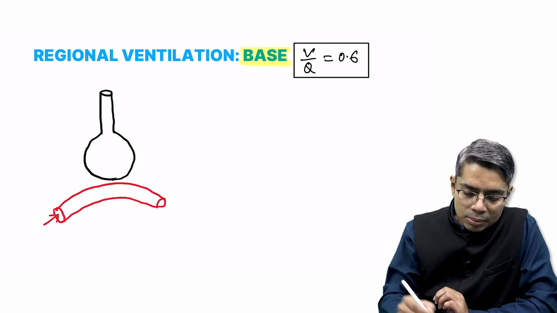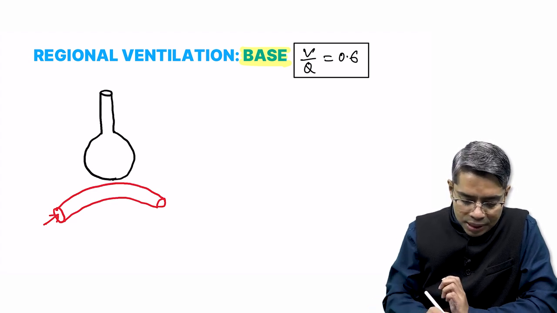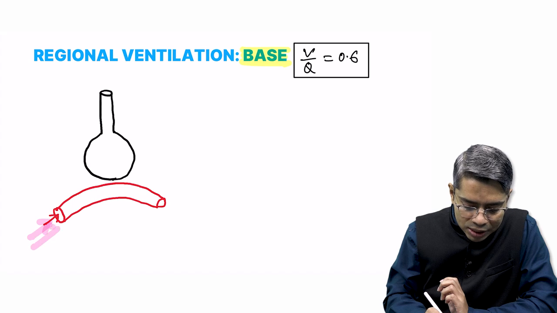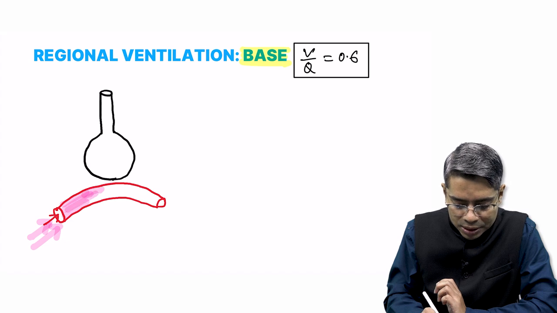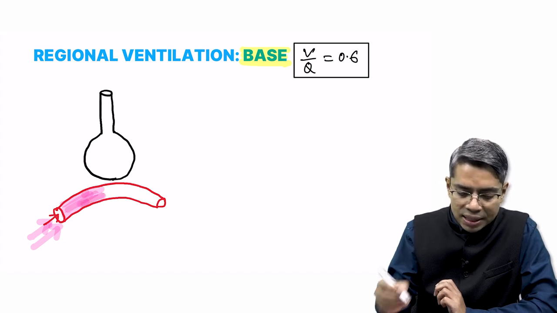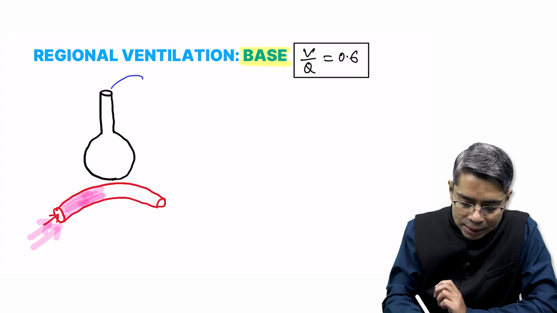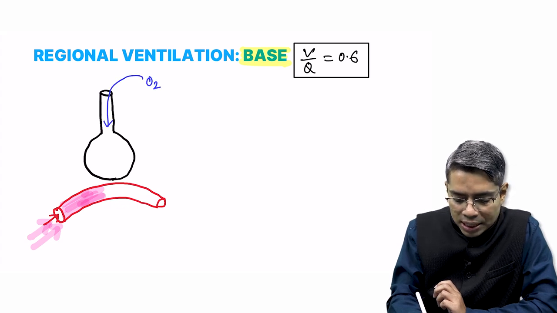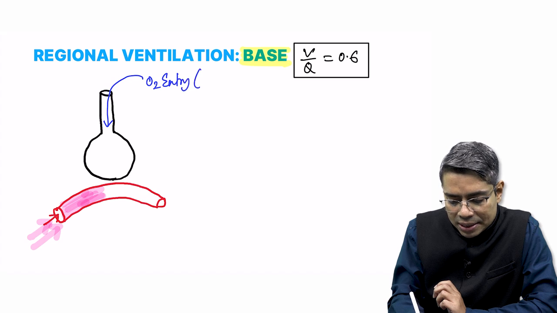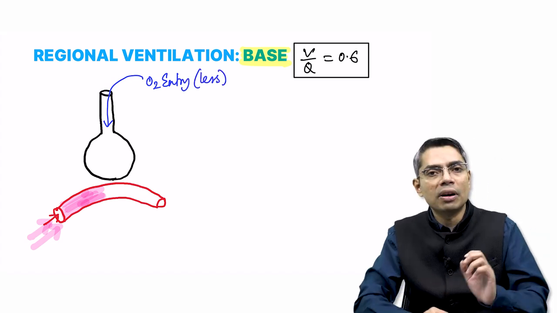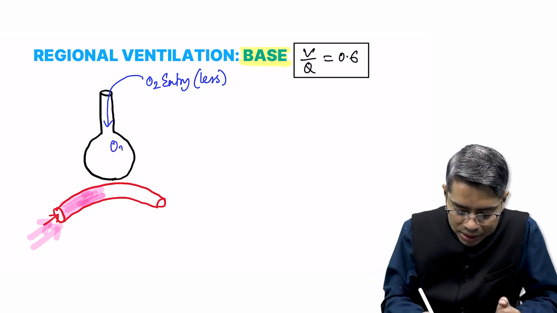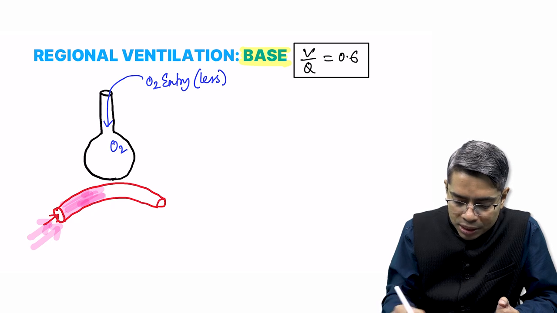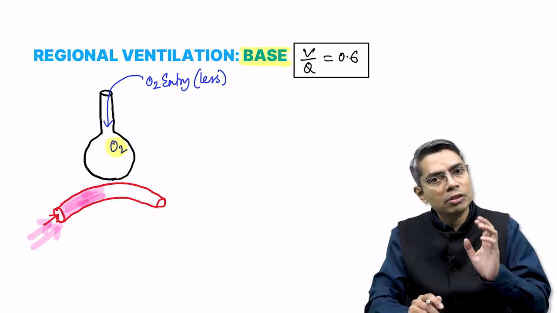So at the base of the lung, the scenario is different. A huge amount of blood is reaching the alveoli through this venous blood, and the ventilation which is entering the alveoli is less. So oxygen entry is lesser in comparison to perfusion, or in comparison to blood flow. If the oxygen entry is lesser, then what happens to the partial pressure of oxygen? Partial pressure of oxygen will be lesser.